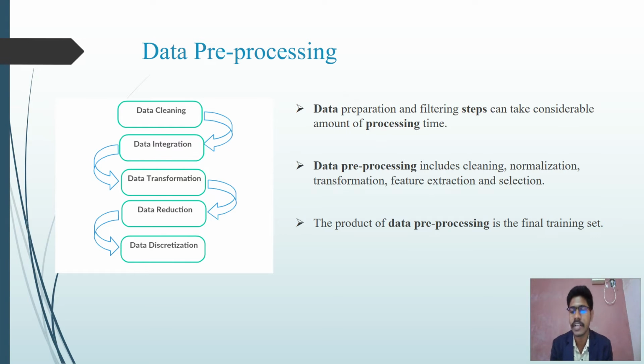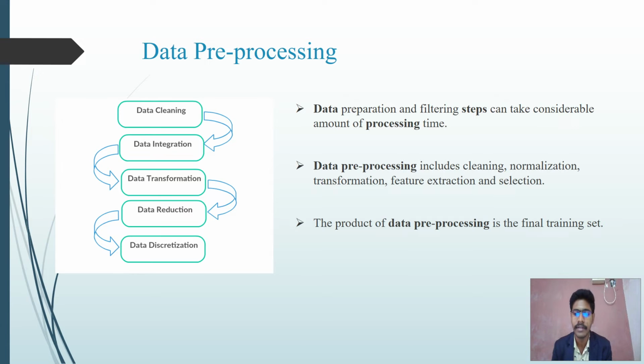Data pre-processing includes cleaning, normalization, transformation, feature extraction, and selection. This is what they are doing in data pre-processing. Cleaning is the first one: clean the data of dots and blank spaces, the spaces in the packages. That means cleaning the raw data.